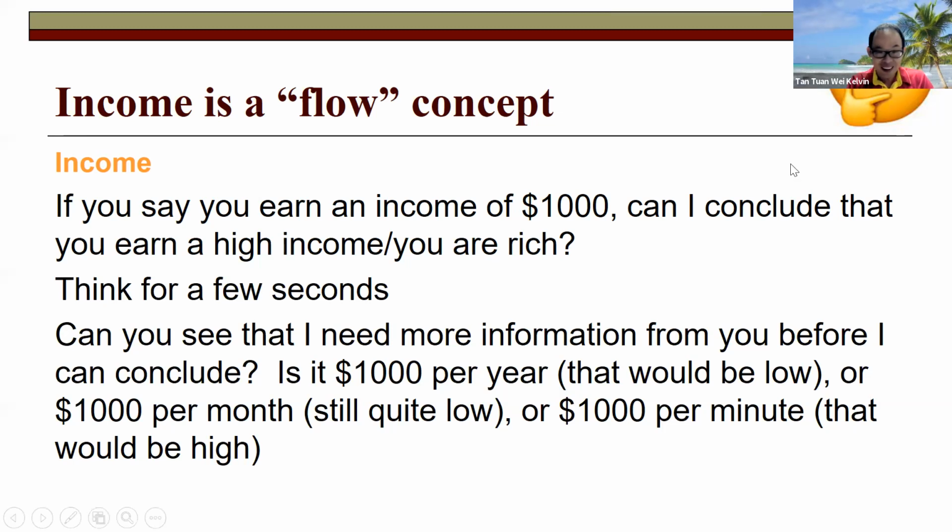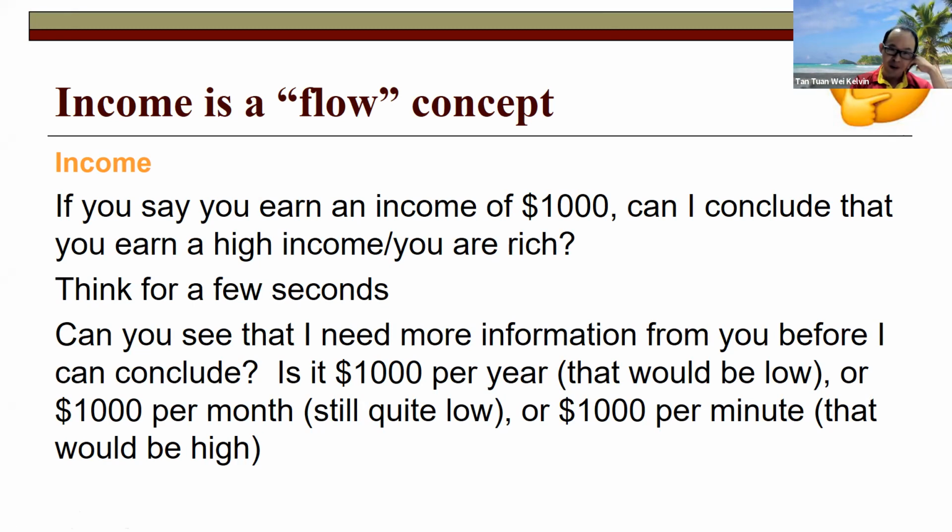What if I tell you that this person actually earns 1,000 per year? Most of you would conclude that it's quite low, right? Now, what if I change it to 1,000 per month? For most of you, that may also be seen to be quite low. But what if I say $1,000 per hour or $1,000 per minute? Then you will conclude that this guy is a rich man. This guy earns a high income because he earns 1,000 per minute.